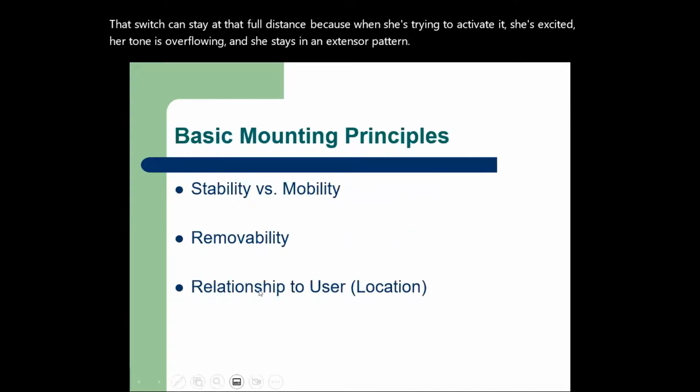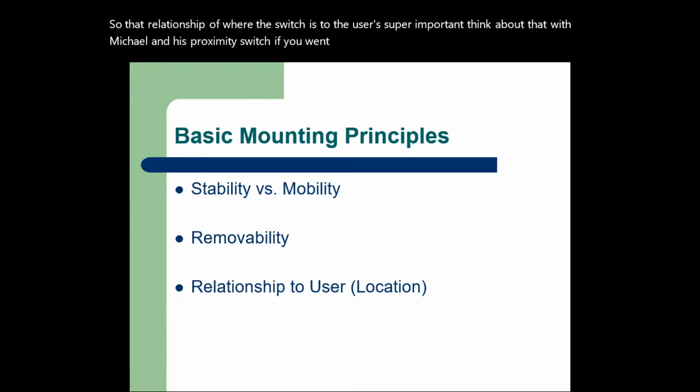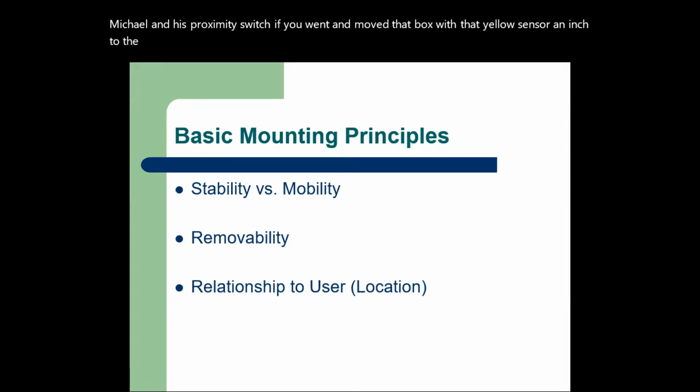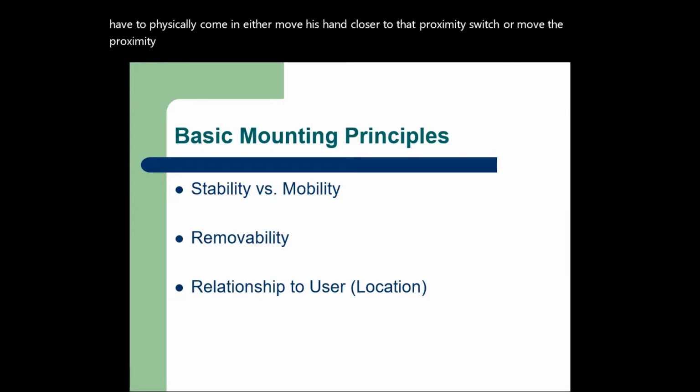So that relationship of where the switch is to the user, super important. Think about that with Michael and his proximity switch. If you moved that box with that yellow sensor an inch to the right, his hand is placed on that gurney and all he's moving is his thumb. Someone would have to physically come and either move his hand closer to that proximity switch or move the proximity switch closer back to him. So that relationship for where the motor movement is happening is so important.